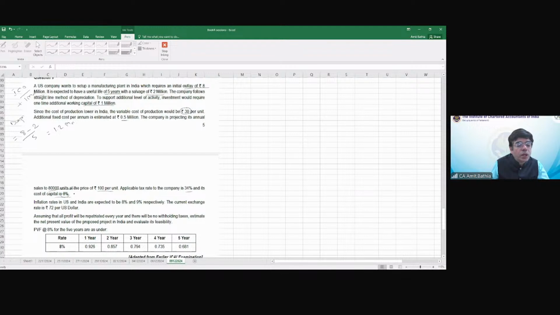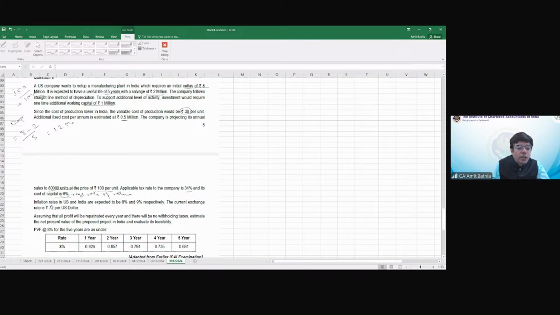Cost of capital is your required rate of return, right? Discounting factor. Required rate of return. Okay. Inflation rates in US and India are expected to be 8% and 9% respectively. Current exchange rate is rupees 72 per US dollar.